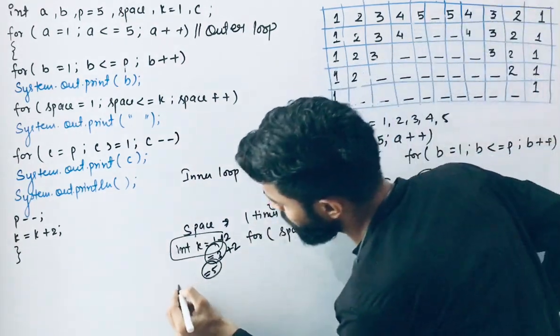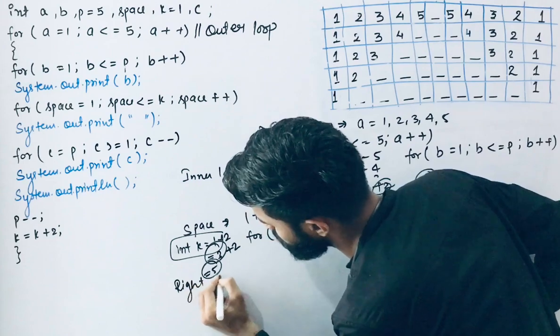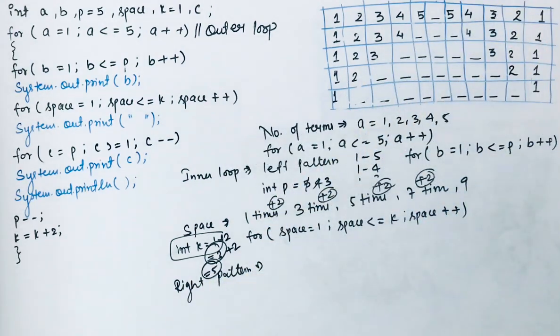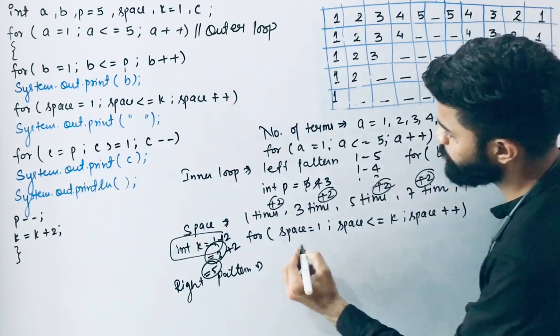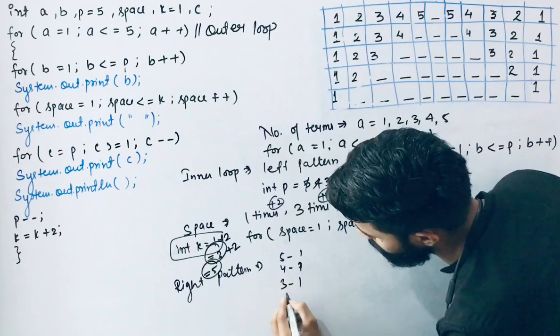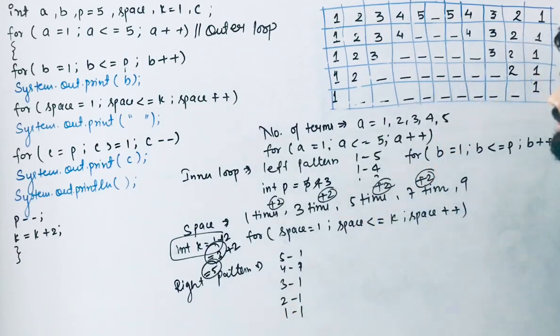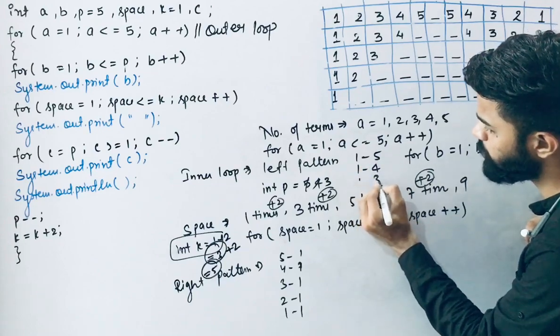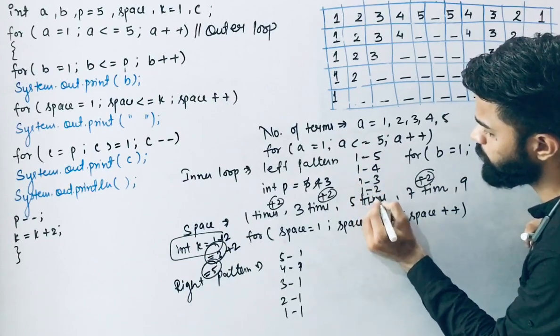Now in the last we need to print the right pattern. So what we see in the right pattern, again it starts from 5 to 1, 4 to 1, 3 to 1, 2 to 1, and 1 to 1. And in this pattern what we see, values start 1 to 5, 1 to 4, 1 to 3, 1 to 2, and then 1 to 1.